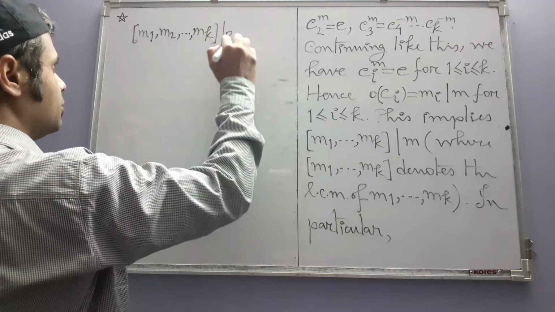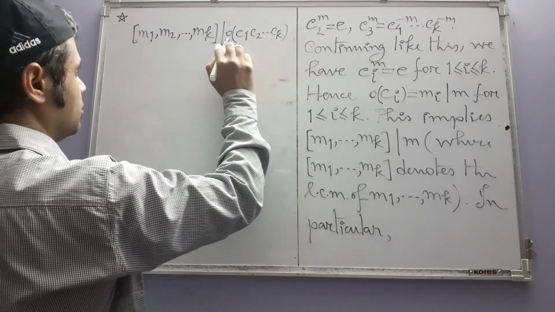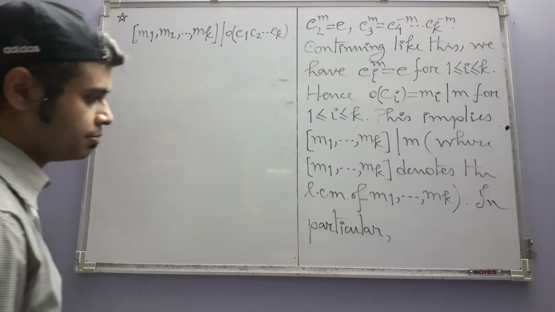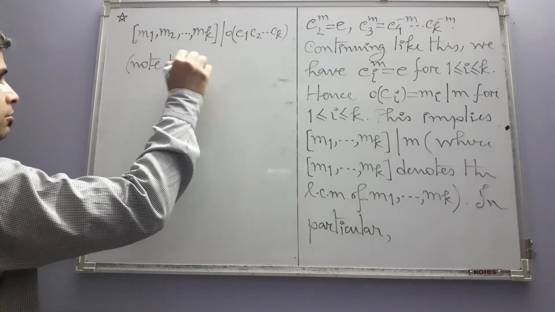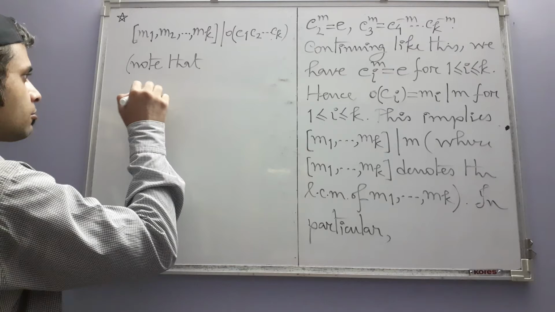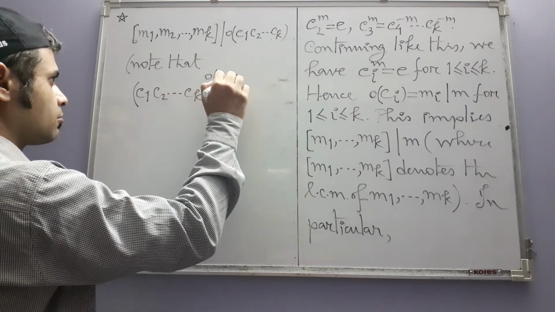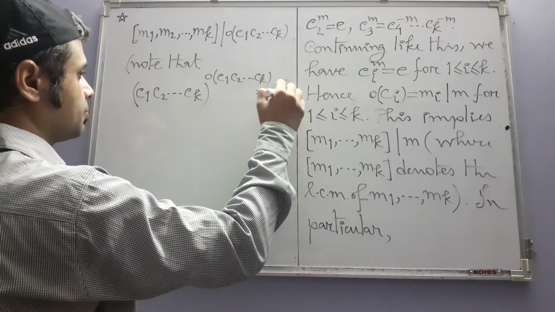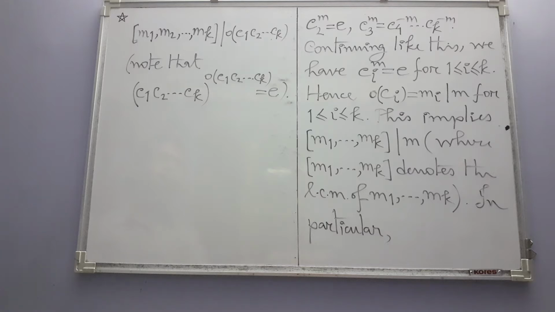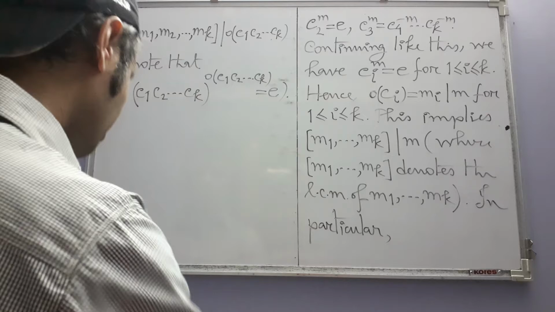This LCM divides the order of the product of these cycles. And why can we take this in place of m? That is simple. Because this thing is equal to identity. So this is something that we have found. Now we are going to find something opposite.